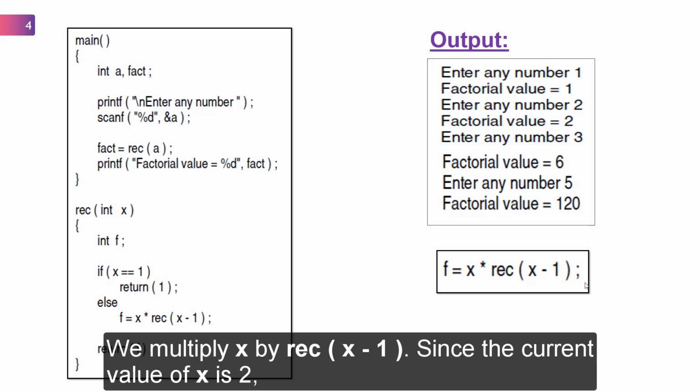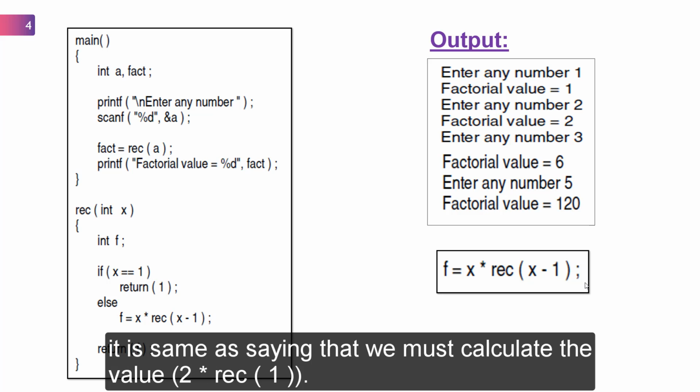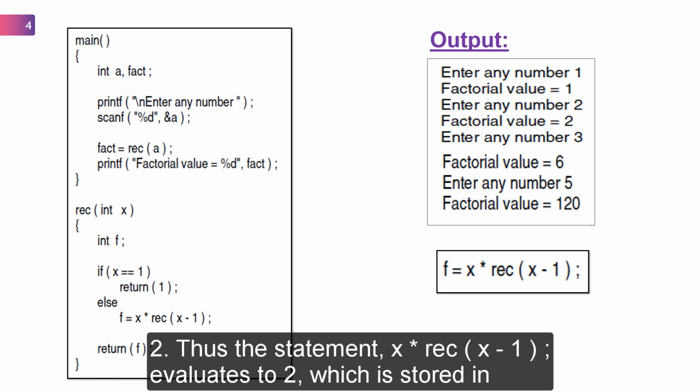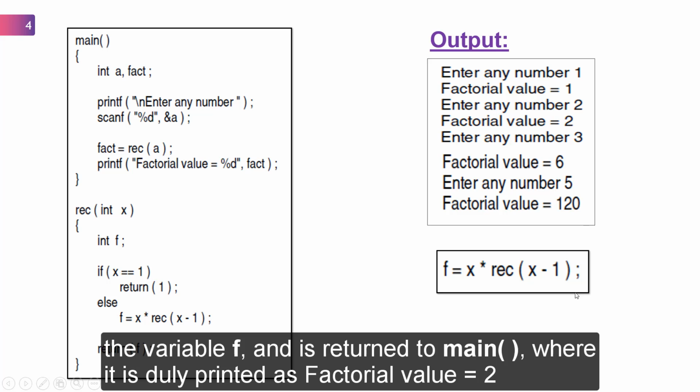Since the current value of x is 2, it is same as saying that we must calculate the value 2 into rec of 1. We know that the value returned by rec of 1 is 1. So the expression reduces to 2 into 1, or simply 2. Thus the statement x into rec of x minus 1 evaluates to 2, which is stored in the variable f and is returned to the main, where it is duly printed as factorial value is equal to 2.